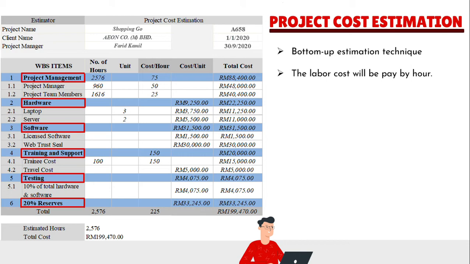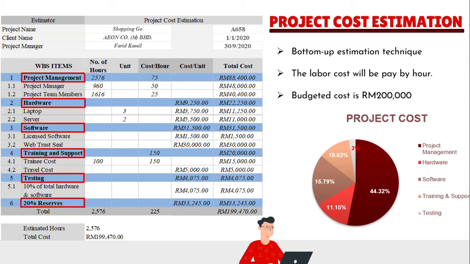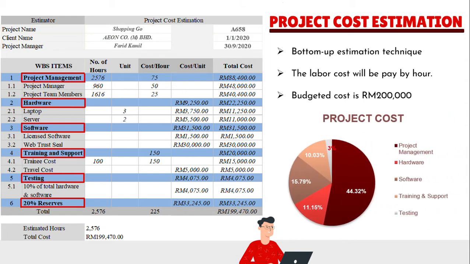As for the labor costs, we are paying them by hour, which is a common way to pay people in the IT industry. In addition, our budgeted cost for this project is roughly about 200,000 ringgit. Based on the project estimation table, we can see that the project management incurred the highest cost because we required a lot of manpower to help us in developing the apps.